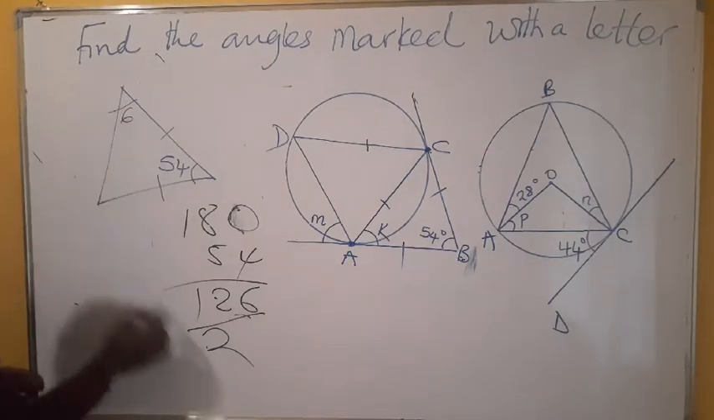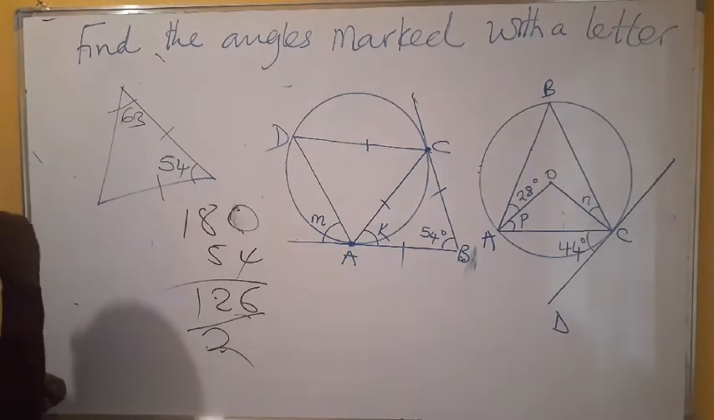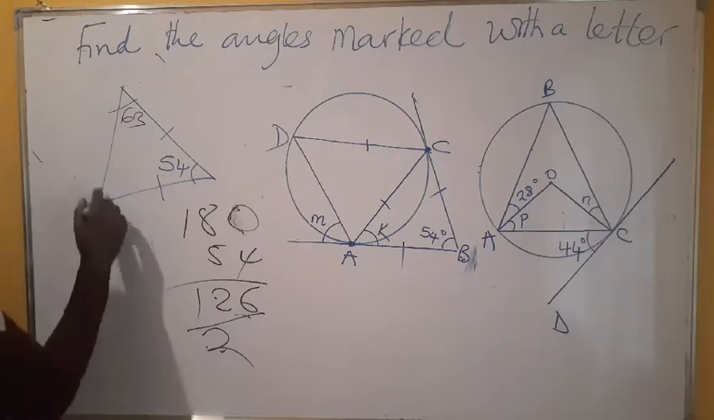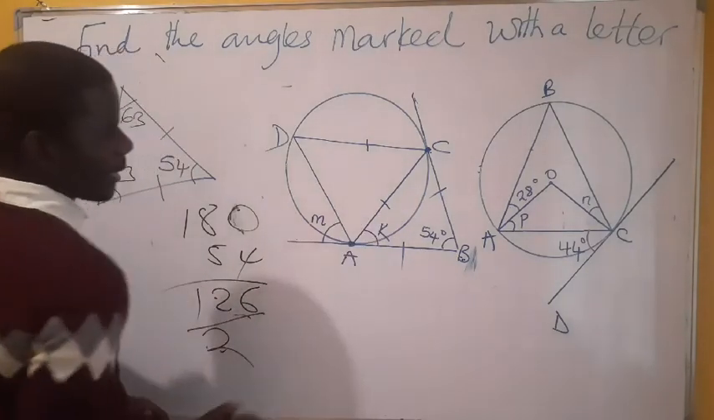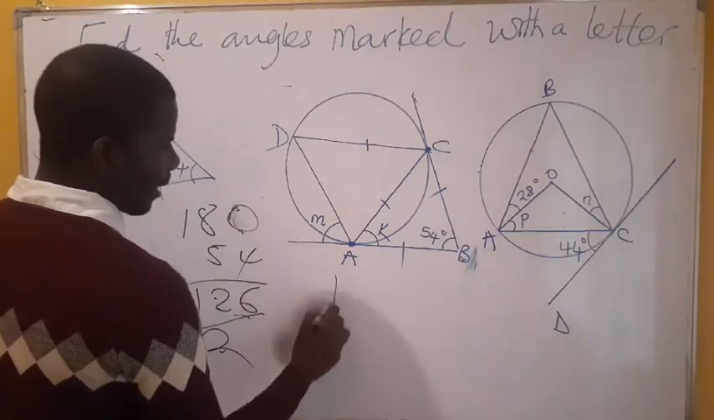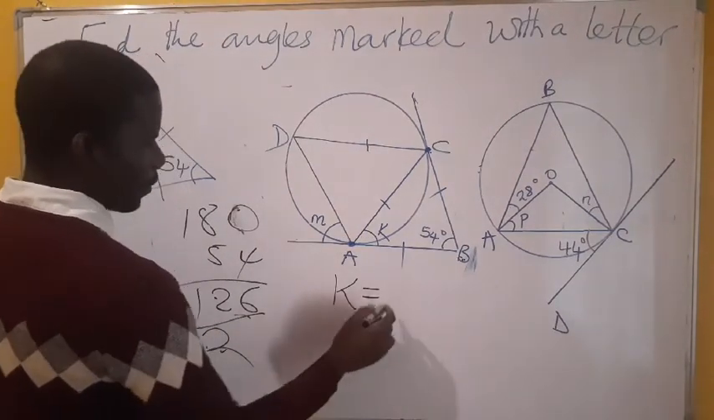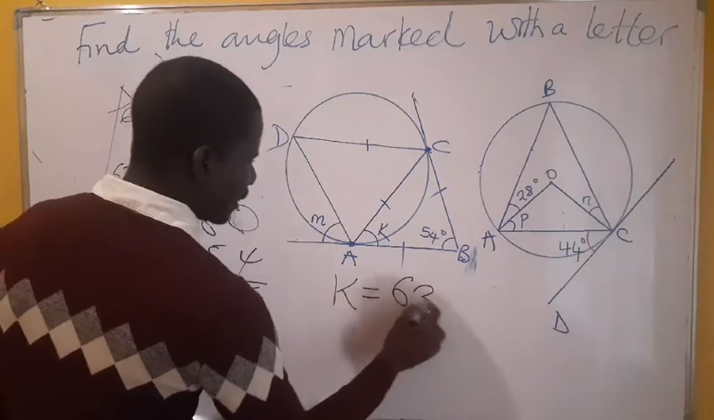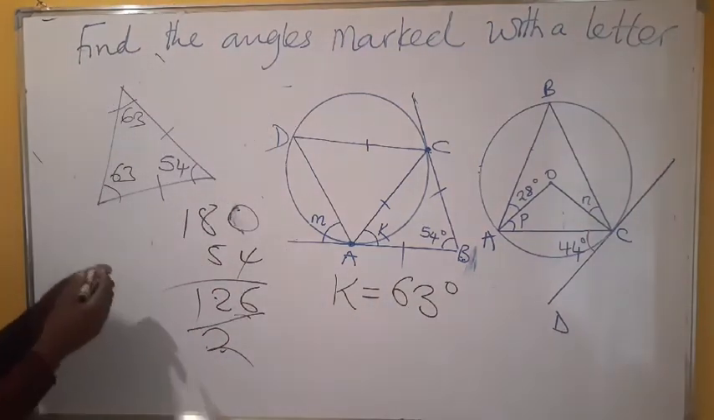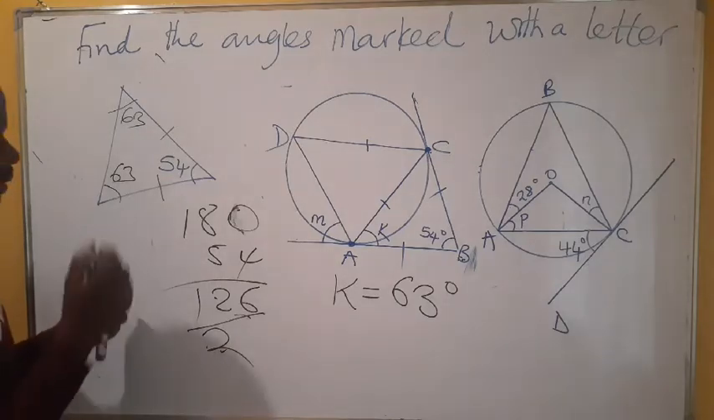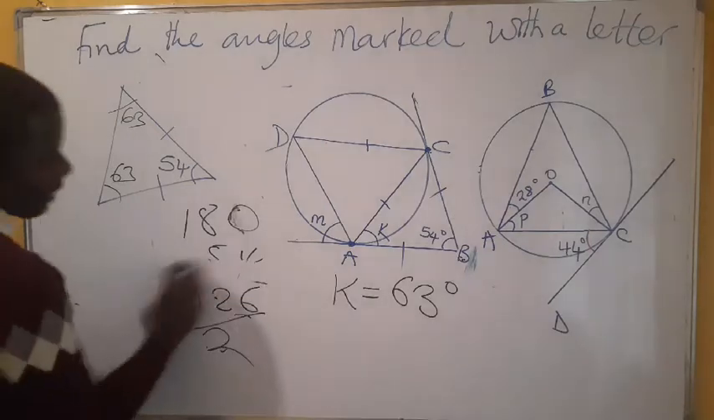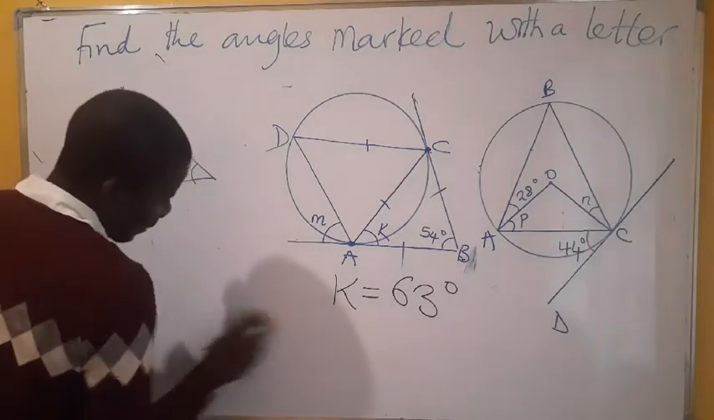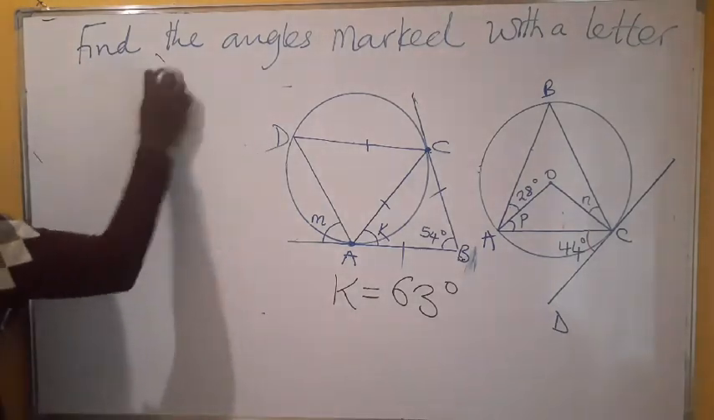6, 3. Okay? Here it's 6, there 3. So this one is what? 3. So we can conclude here that this K is equal to 63 degrees. Okay? K is equal to 63 degrees. I hope you are following me and you are writing these things down.